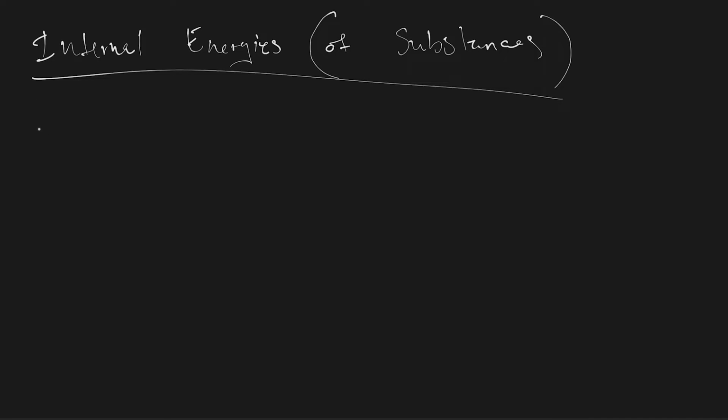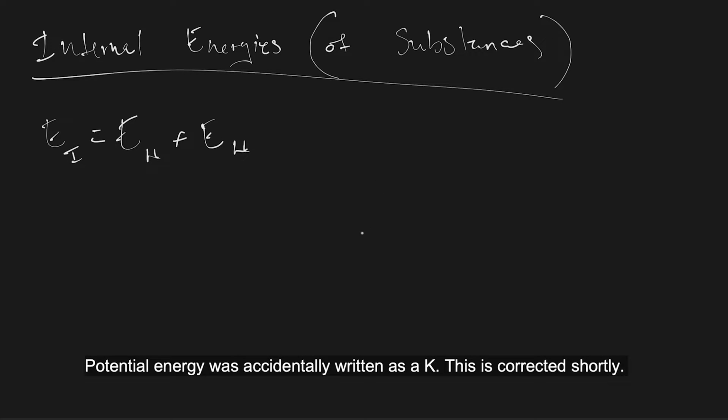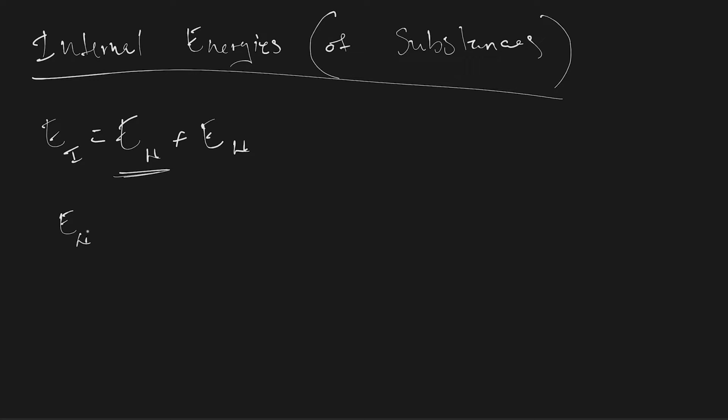What exactly is internal energy? E internal is the total energy inside of a gas, for example, and must be equal to the kinetic energy plus the potential energy. We already know what kinetic energy is. Kinetic energy, E_K, is equal to 1/2 mv squared. This is from topic 2, by the way. I don't know if I mentioned that before.